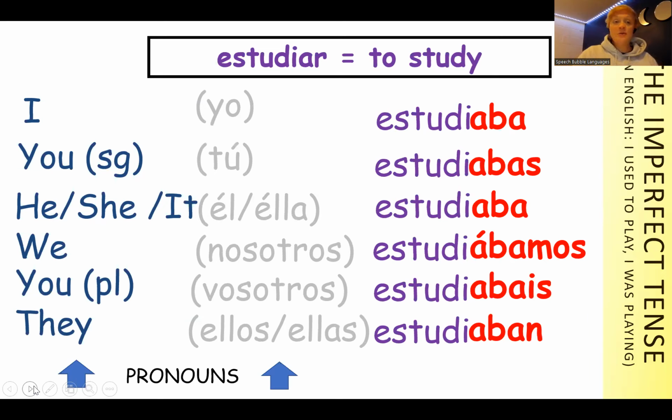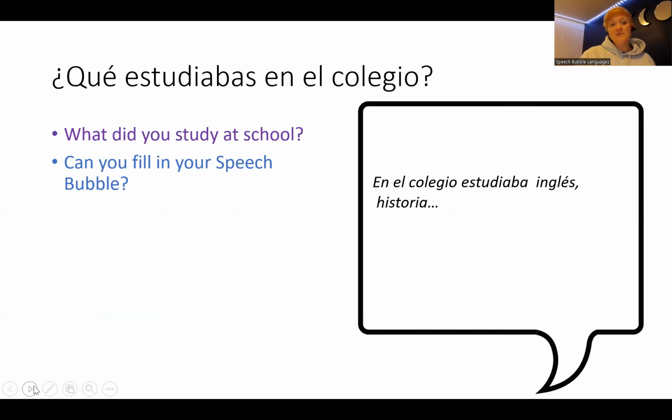To form your answer, you'll need now not estudio, I study, but estudiaba, and then your subjects you maybe studied at school. Can you fill in your speech bubble at this point in our lesson then? ¿Qué estudiabas en el colegio? What did you used to study at school? En el colegio estudiaba inglés, historia, matemáticas, español y yo francés también. ¿Y tú? ¿Qué estudiabas en el colegio?